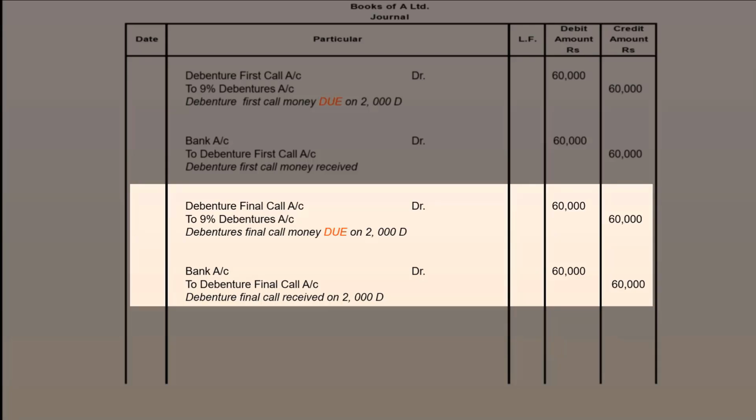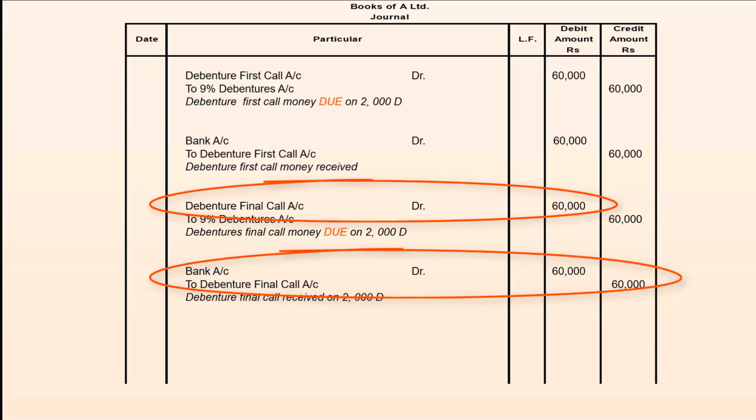The journal entries are the same standard entries. Temporary account, debit to debentures account on the due date. Bank account, debit to temporary account when monies are received. The temporary account is thus closed.